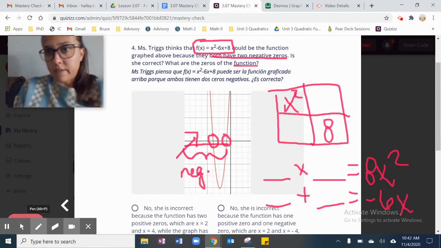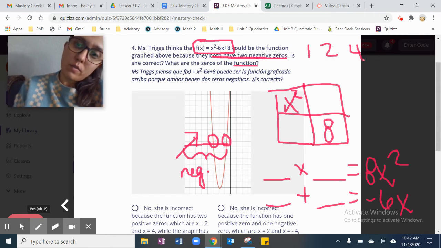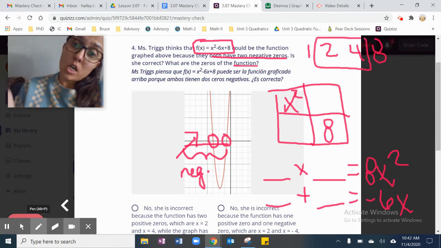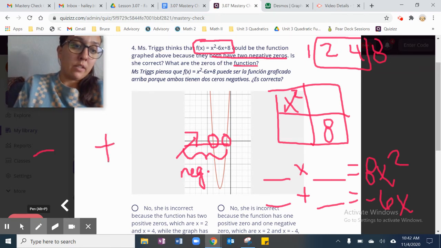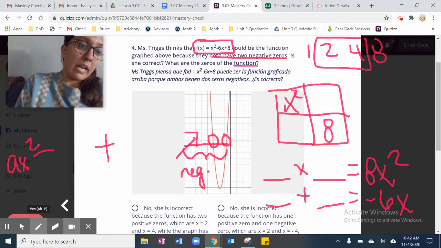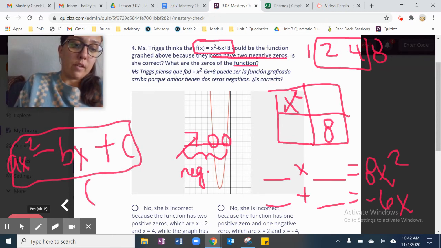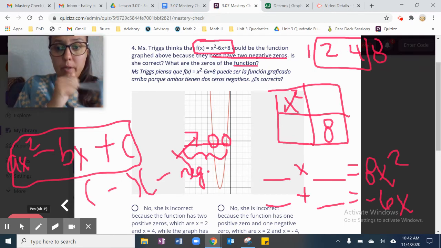Well, the factors of 8 are 1, 2, 4, and 8. 2 and 4 make 6, right? This is one of those special functions that we talked about before, where if we have a minus and then a plus, ax squared minus bx plus c, this means that it's always going to be a factor with 2 negatives. Just one of those things we have to remember.